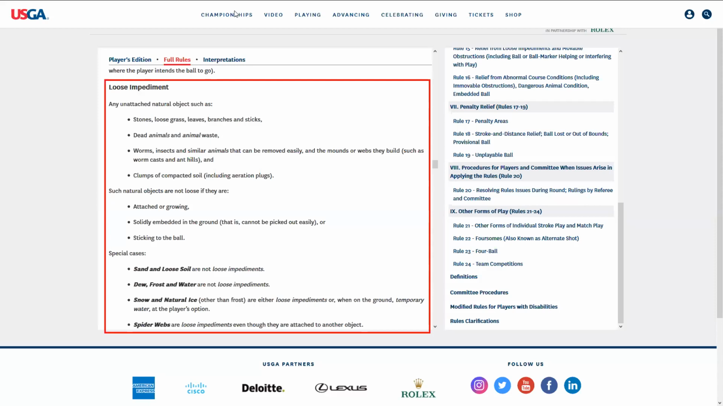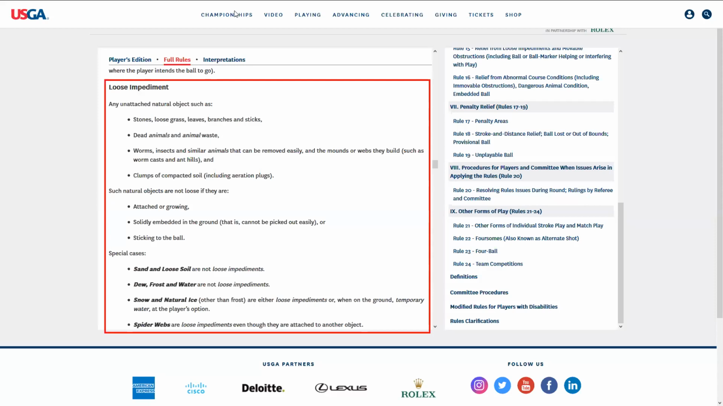Dew, frost, and water are not loose impediments. Snow and natural ice are either loose impediments or, when on the ground, temporary water. Temporary water is a new name for casual water. And spider webs are loose impediments. That's always an interesting one.